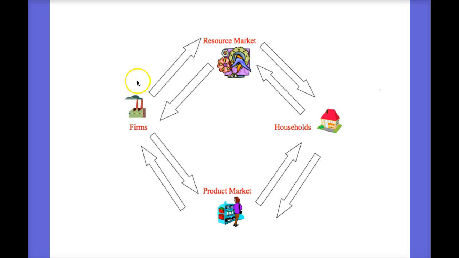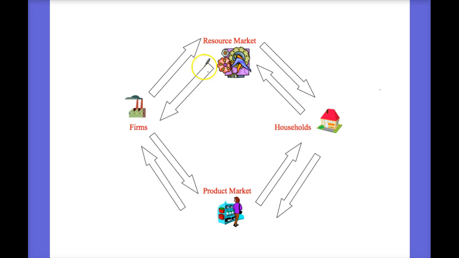So the first thing that I want you to do is note that we have our two important institutions here. We have firms and we have our households. Firms are businesses and households are the resource owners. Households are basically you and me. We're the resource owners, okay?